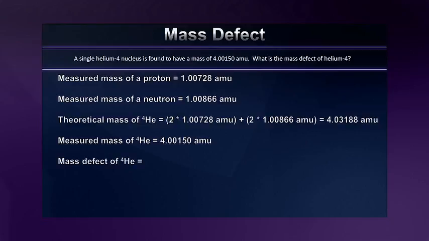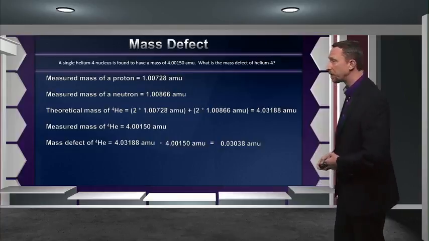Now, the mass defect is simply calculated by taking our theoretical mass and subtracting from it our actual or measured mass. And the balance tells us how much mass is released in the form of energy when we create a helium-4 nucleus from its component nucleons. The answer here is 0.03038 atomic mass units, a vanishingly small quantity. But as we learned previously, it doesn't take a lot of mass to account for a lot of energy.